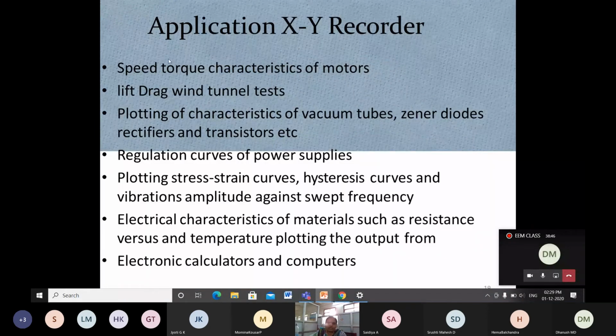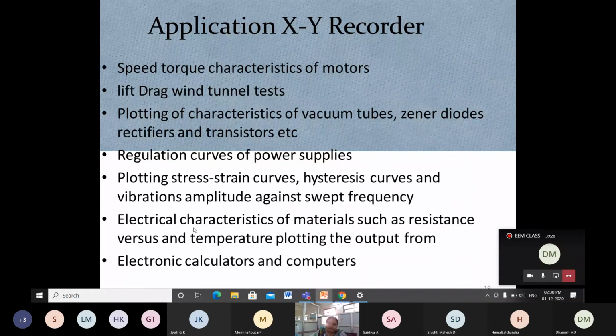Next, what are the applications where we can use XY recorders? The speed torque characteristics of a motor can be obtained using XY recorders. Then lift drag wind tunnel tests we can do, plotting of characteristics of vacuum tubes, Zener diodes, rectifiers, transistors etc. can be done using XY recorders. Regulation curves of power supplies can be done. Then plotting stress strain curves, hysteresis curves and vibration amplitude against swept frequency can be done using XY recorders.